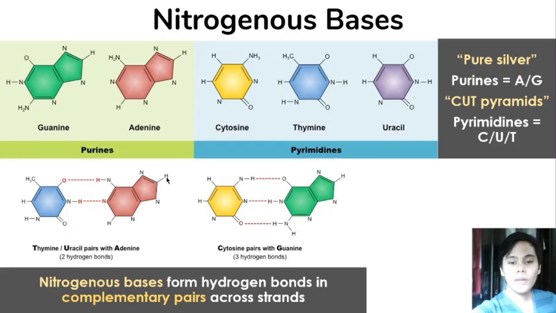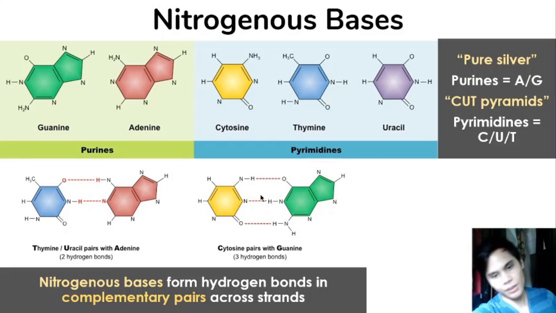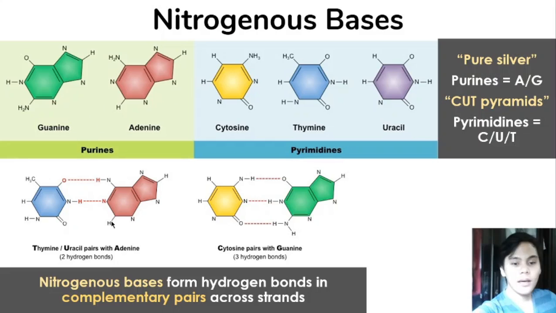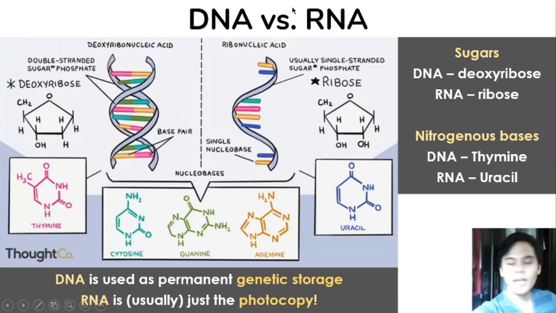So the general trend is that your nitrogenous bases form hydrogen bonds, meaning they pair up with their complementary pairs across the strands. Generally, a purine will pair with a pyrimidine. In general, it's cytosine and guanine, and adenine with either uracil or thymine. So, adenine has multiple partners. Don't be like adenine. Be like guanine. Good boy.